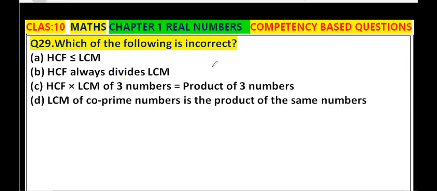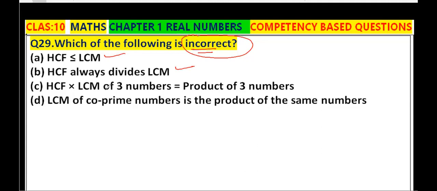Which of the following is incorrect? You have to keep this in mind: sometimes it is correct, sometimes it is incorrect. You should read the question very carefully. See, the first part: SCF is either equal to LCM or less than LCM. This is correct, so it is not the incorrect one. Number 2: SCF always divides LCM. This is also correct.